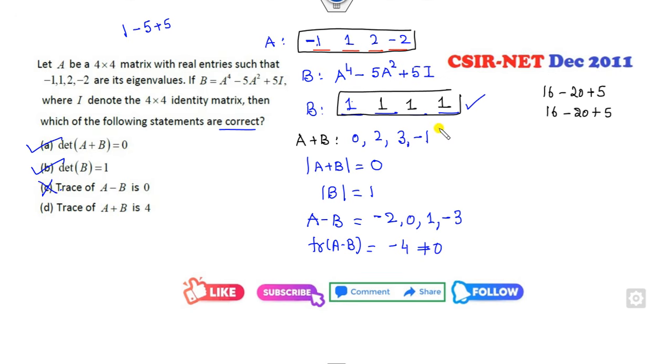Trace of A plus B: these are the eigenvalues of A plus B. What is the sum of the eigenvalues? It is 4. So yes, this is also the right answer. A, B and D are the correct answers of this problem.